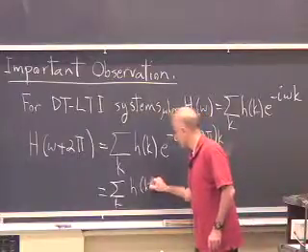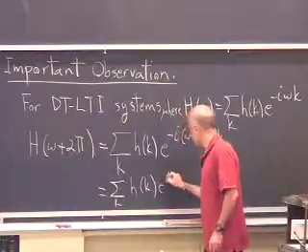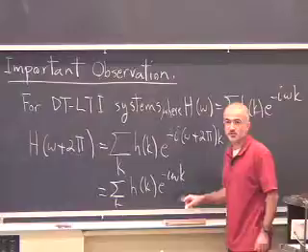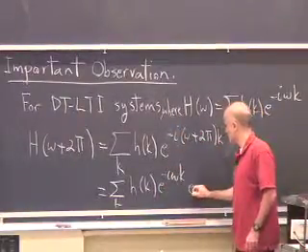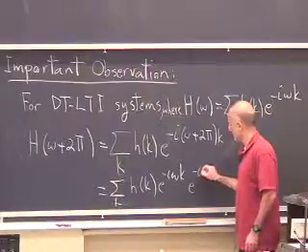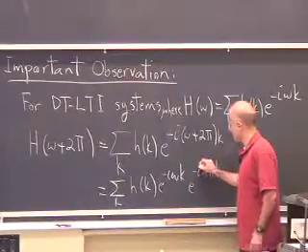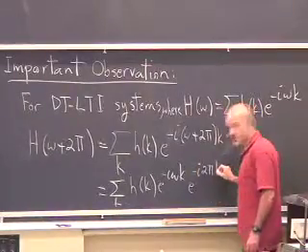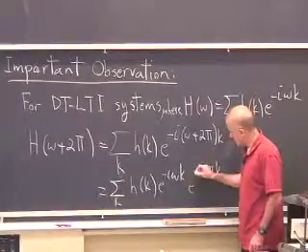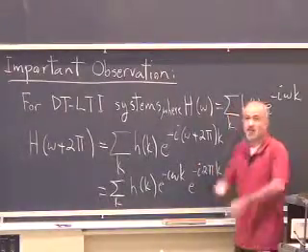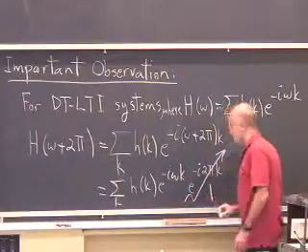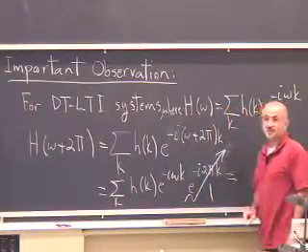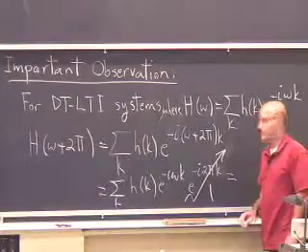H of k, e to negative I omega k. So far it looks just like before. Two pi k. K is an integer, so e to the negative I 2 pi k is what, people? 1. Thank you. And what's left? H of omega.